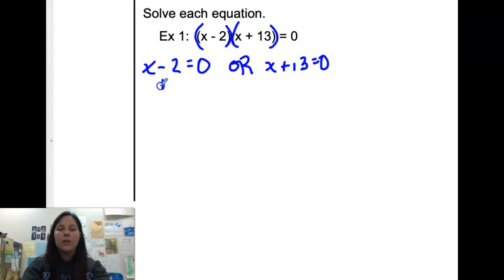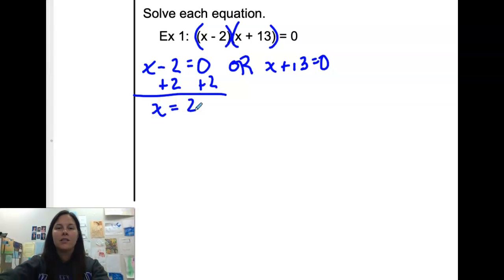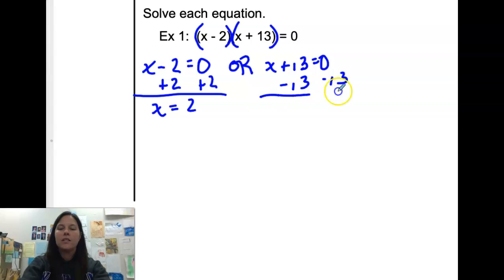Solving our first equation, we add 2 to both sides to get x alone. So we get x could equal 2. That's one possible answer for our equation. Another possible answer is solving the second equation by subtracting 13 from both sides. And the second possible answer is negative 13.